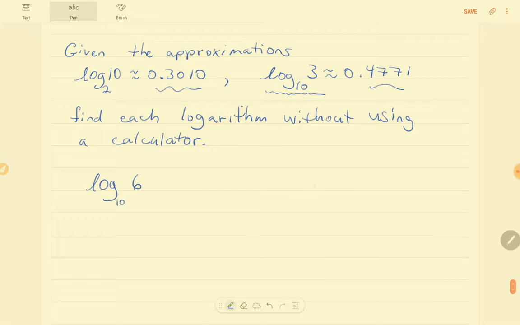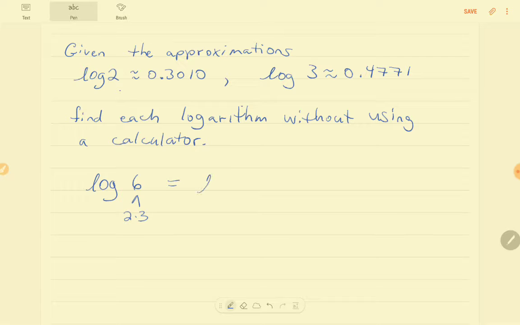We could go right into Excel and just type log 6 and we'd have the answer. But the whole point is to apply our properties. So I need to rewrite the given approximations: log base 10 of 2 equals 0.3010, and log base 10 of 3 equals 0.4771. They're both base 10, so technically we don't even need the 10 to be there. Now I have log base 10 of 6, and up here I have log of 2 and log of 3, and I know that 6 is the product of 2 times 3.